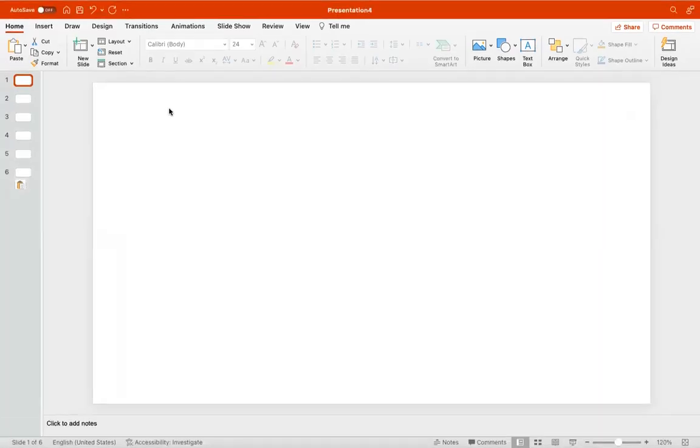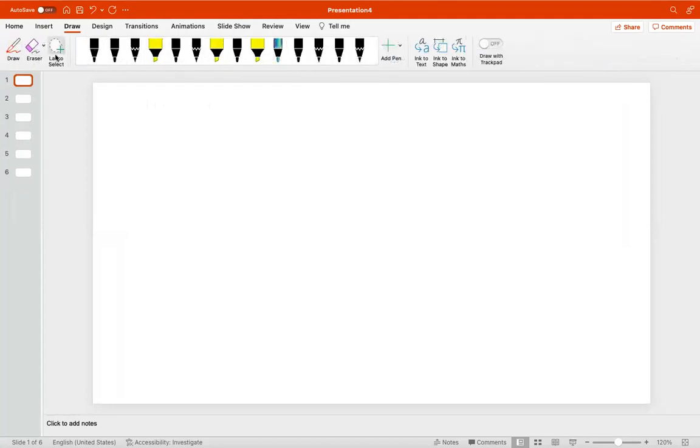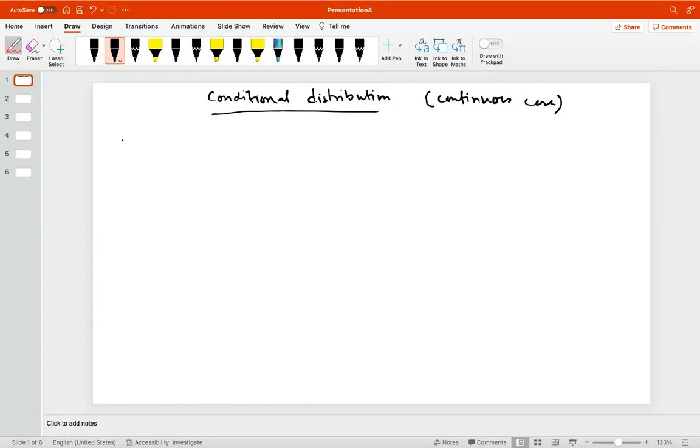Now this is lecture 11 on conditional distribution for the continuous case. Actually, this definition is true for the discrete case also. The definition is like that.